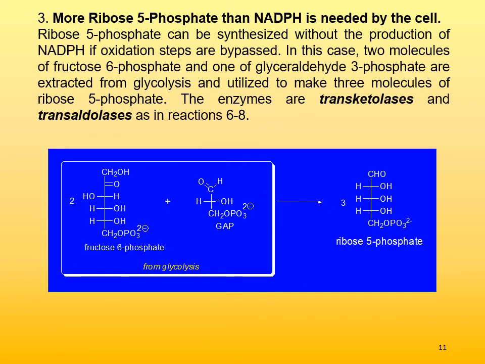In the third case, if more ribose 5-phosphate than NADPH is needed by the cell, then ribose 5-phosphate is synthesized without the production of NADPH. That happens if the oxidation steps of the pentose phosphate pathway are simply bypassed. So then 2 molecules of fructose 6-phosphate and 1 molecule of glyceraldehyde are extracted from glycolysis and are utilized to make 3 molecules of ribose 5-phosphate. Enzymes again are transketolases and transaldolases that were described before.